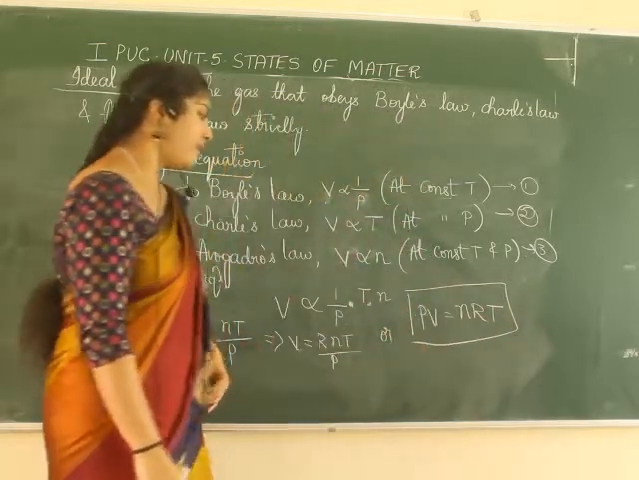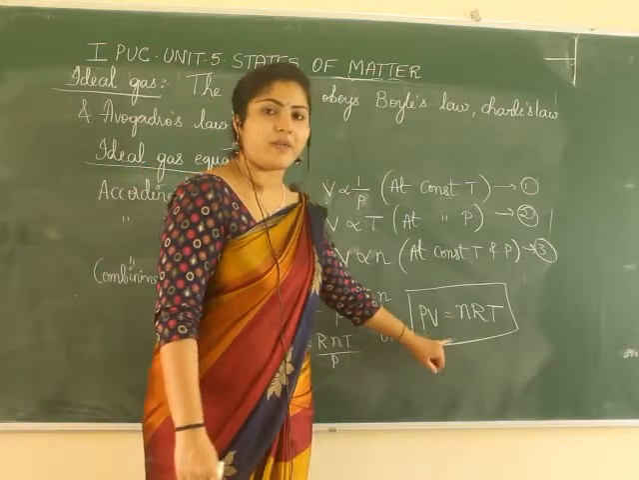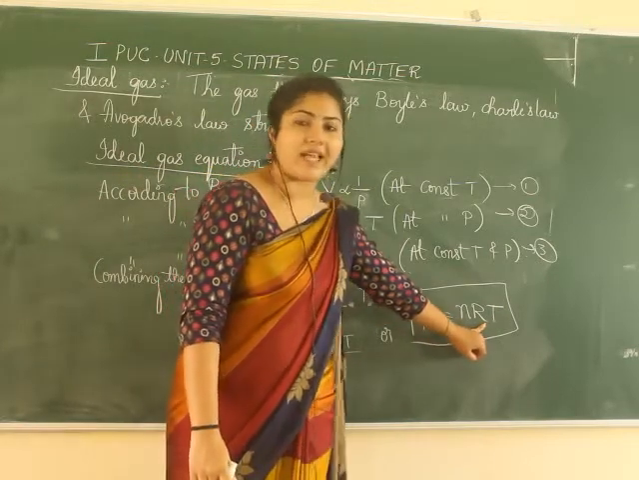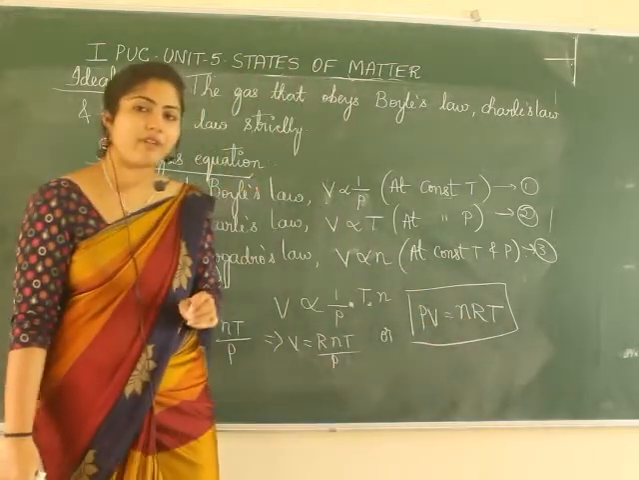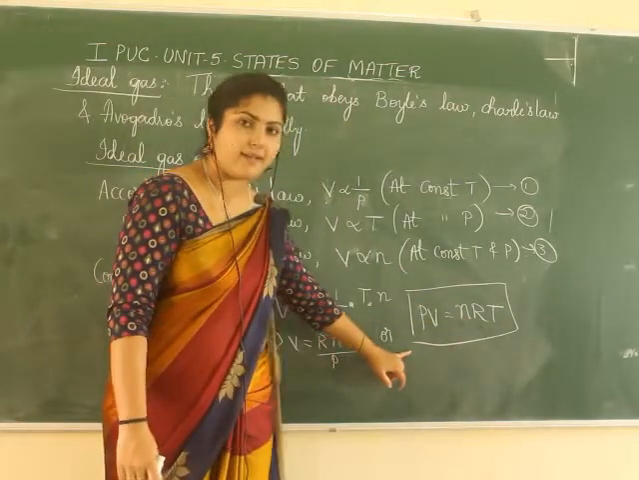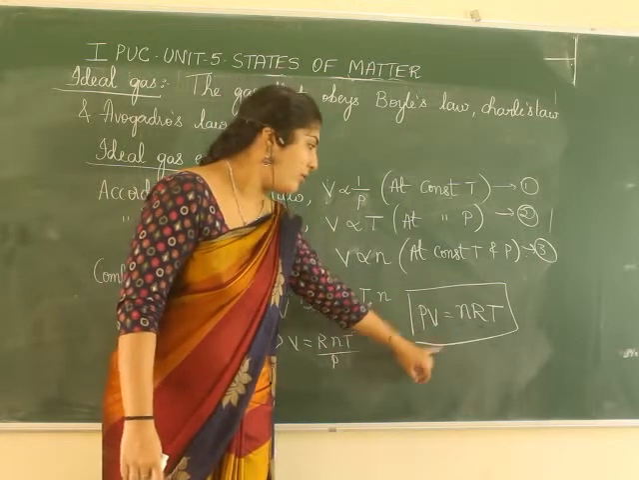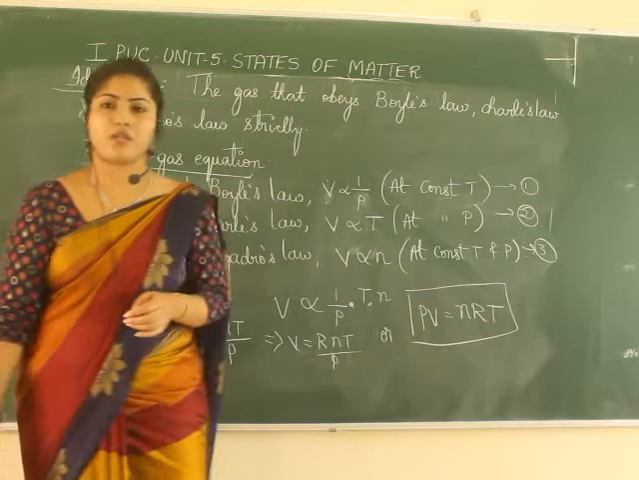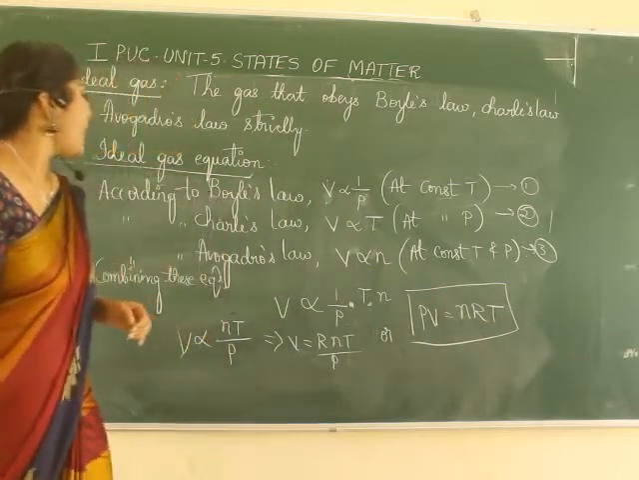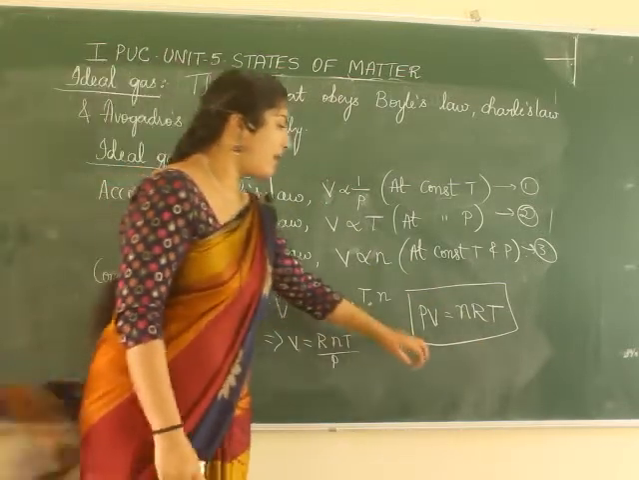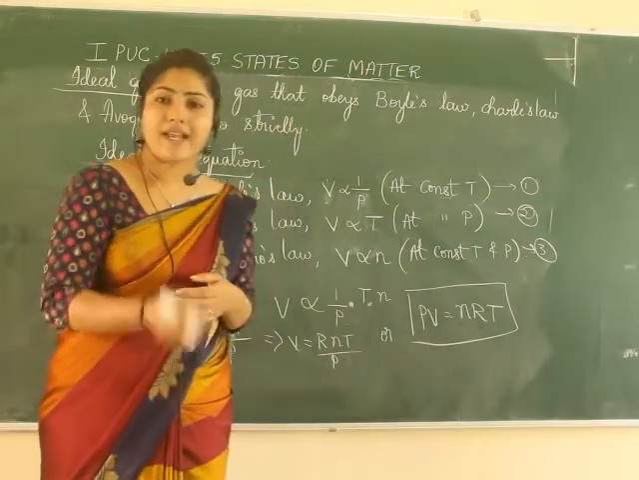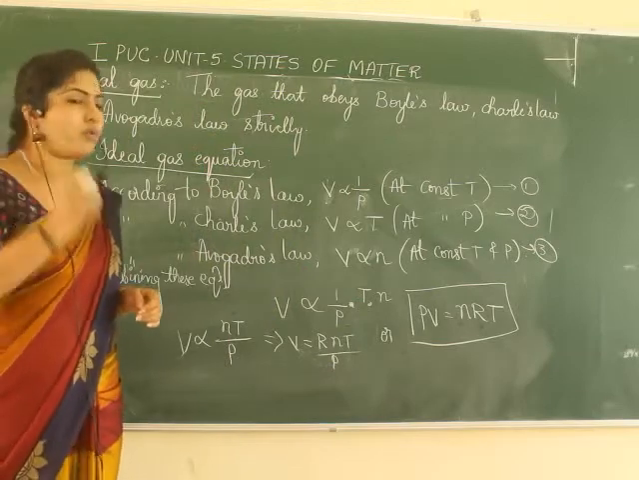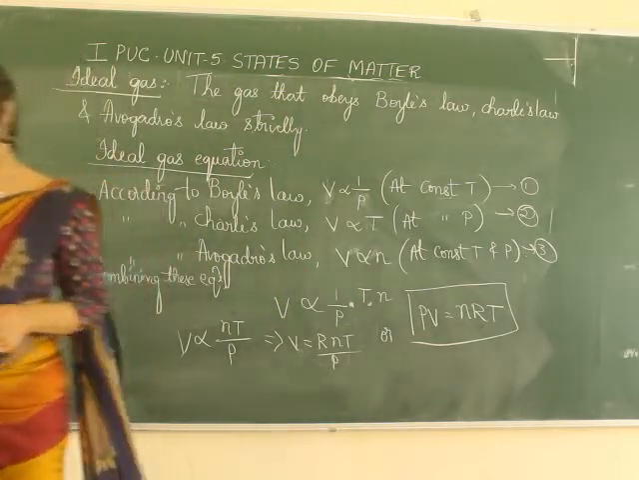I repeat, P is pressure, V is volume, N means number of moles, R means universal gas constant, T means temperature. After writing the expression, please do write where P is pressure, V is volume, N is number of moles, R is universal gas constant, T is temperature. So this is about the ideal gas equation. I'll explain you the further concepts of ideal gas equation in the upcoming videos. But for now, you need to know how you derive the ideal gas equation.